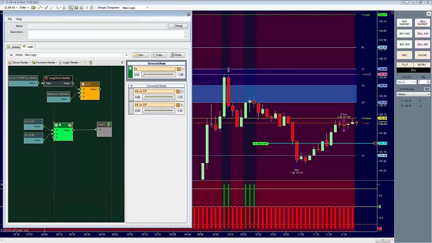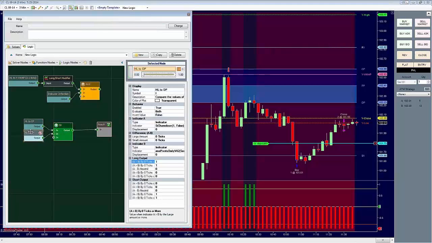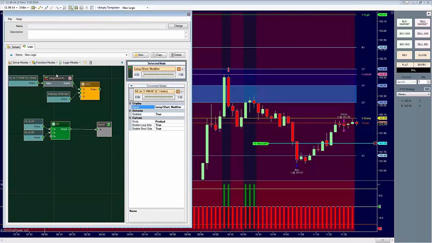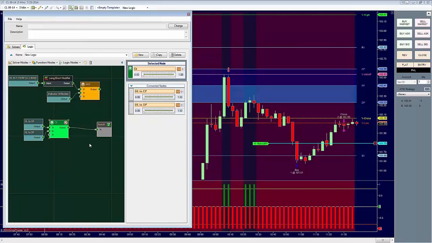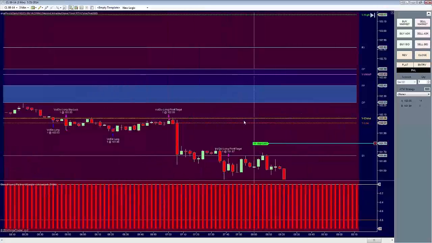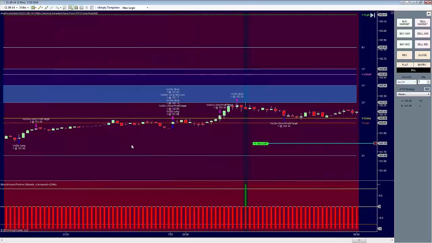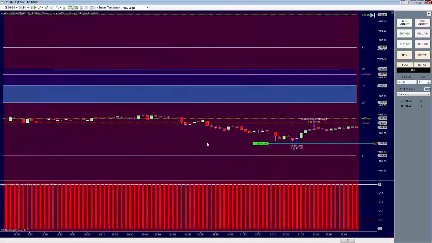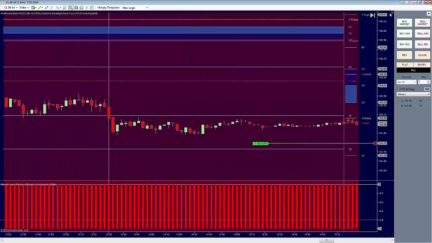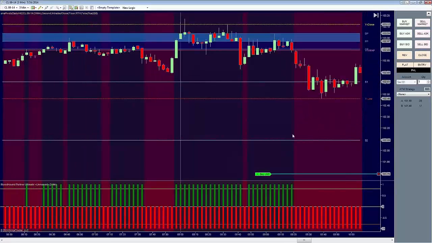So the reason I connected the OR node before using this long-short modifier is so that if there is a bar that isn't actually touching one of these lines, let me find a good example of that. A bar that's really just in between the two and not touching either one. For instance, right here.